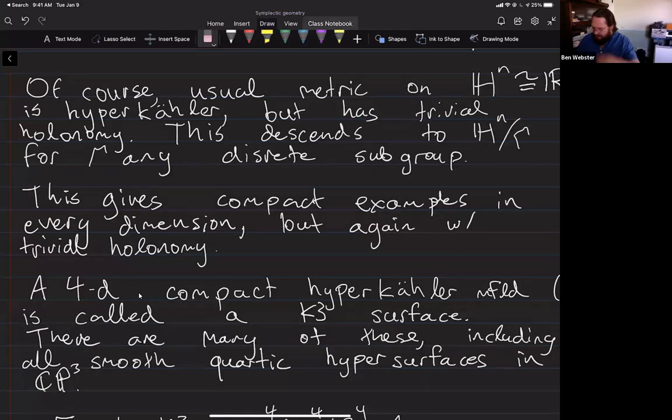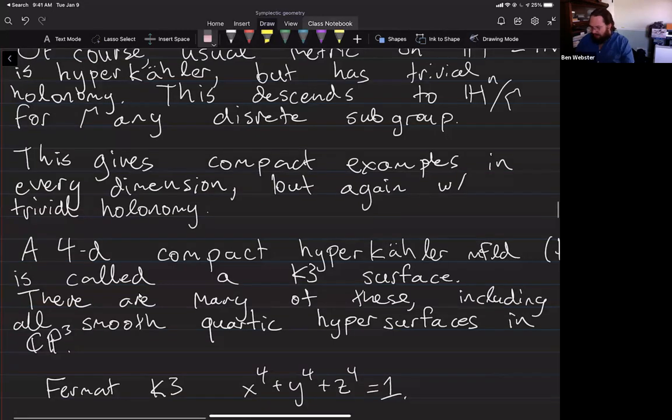Should say that there are many of these. The annoying thing about defining it this way is that it doesn't help you actually construct them. But of course, you can go read out there. People will tell you about lots of different K3 surfaces. The most natural examples are quartic hypersurfaces in CP^3.